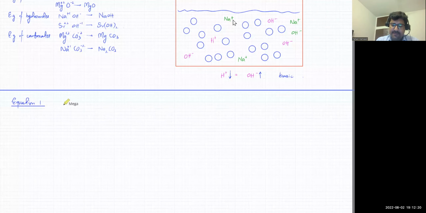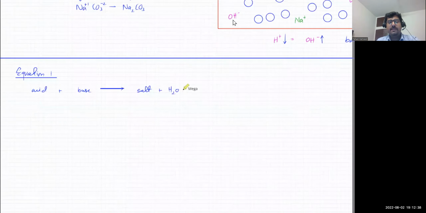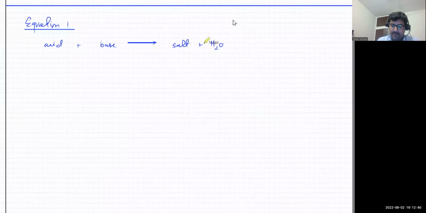So an acid and a base react together. Acid plus base is going to produce salt plus H2O. Acid plus base produces salt plus H2O. What happens is the acid produces or releases H+1, and the base accepts H+1. This is basically what's going on.